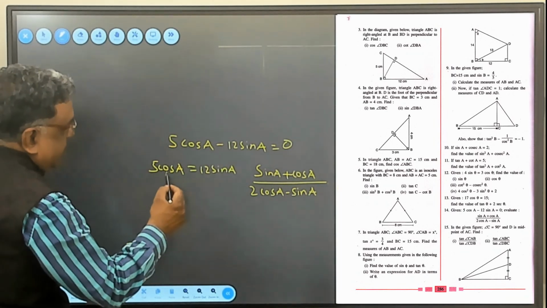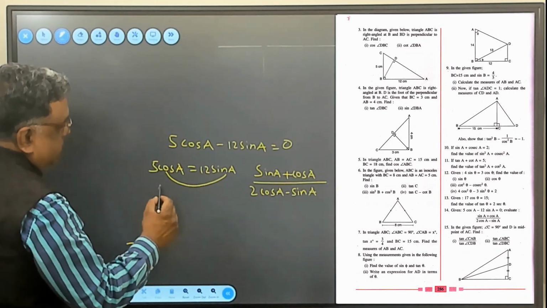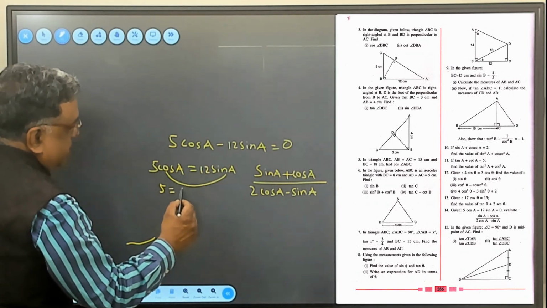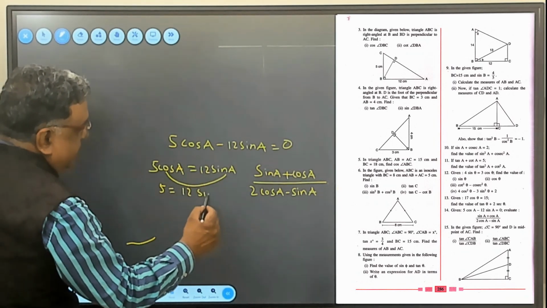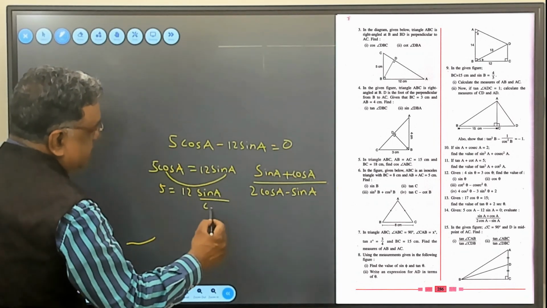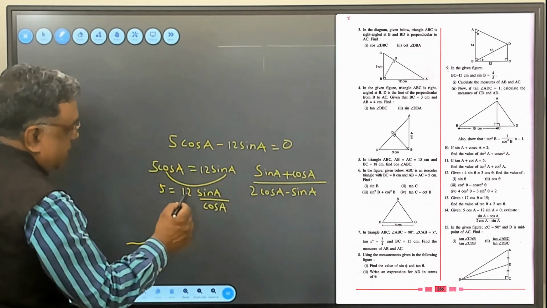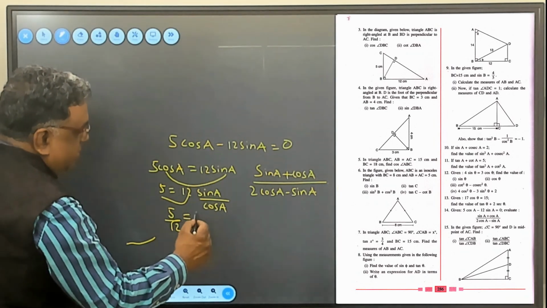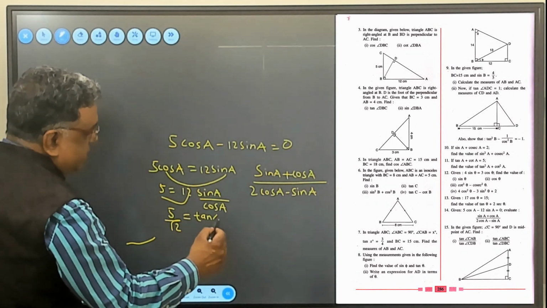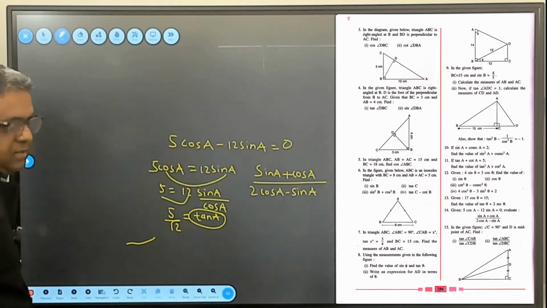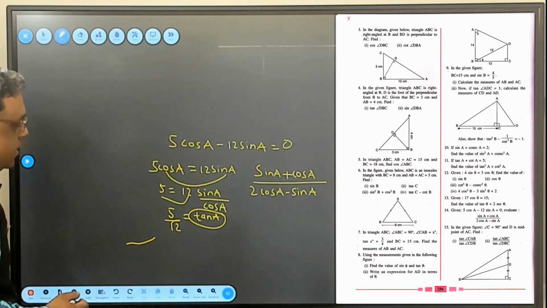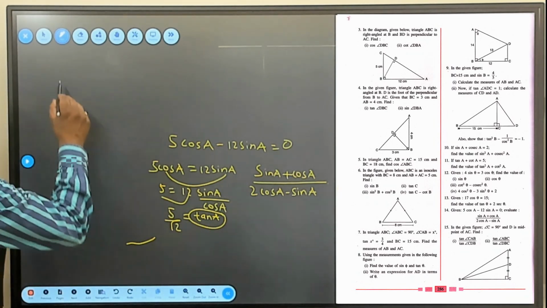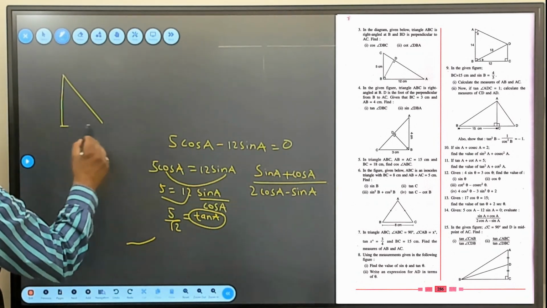which means I can take this down. So 5 is 12 sin A upon cos A. Now I'll take 12 here. So 5 upon 12 is sin A upon cos A, which is tan A. Why sin A upon cos A is tan A, I'll make you understand.